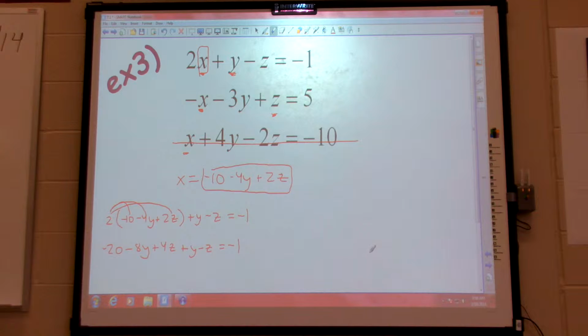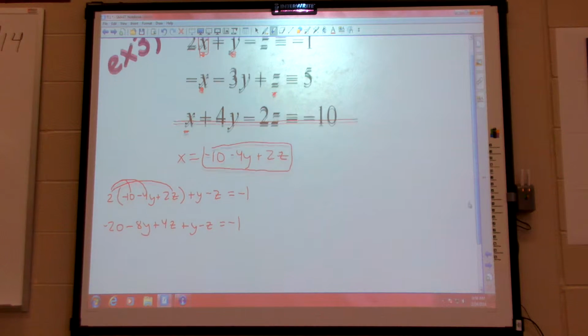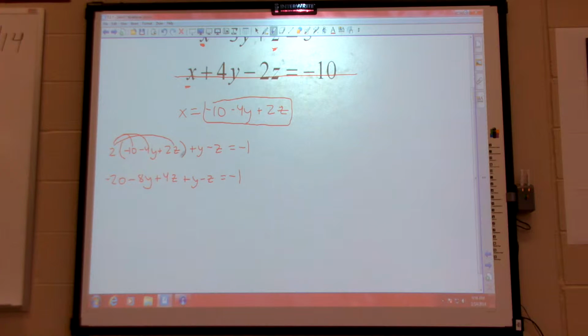By the way, notice my Z's are crossed. Mathematicians always cross their Z's so they do not look like 2's. Okay, let's combine. How many Y's do I have? Negative 7. How many Z's do I have? 3. Plus 3Z. And then I have minus 20 still, right? Add 20 to the other side. I'm left with 19 on the other side. Yeah? So, once I have it down to 2 variables, stop.